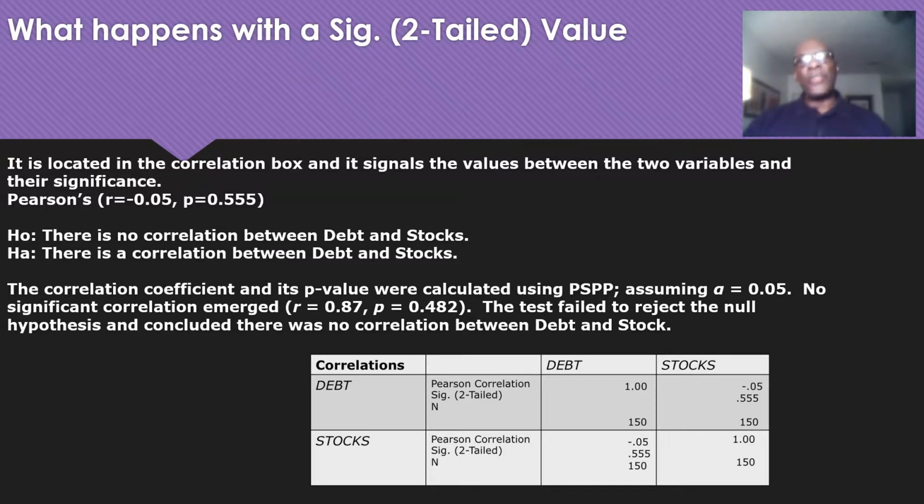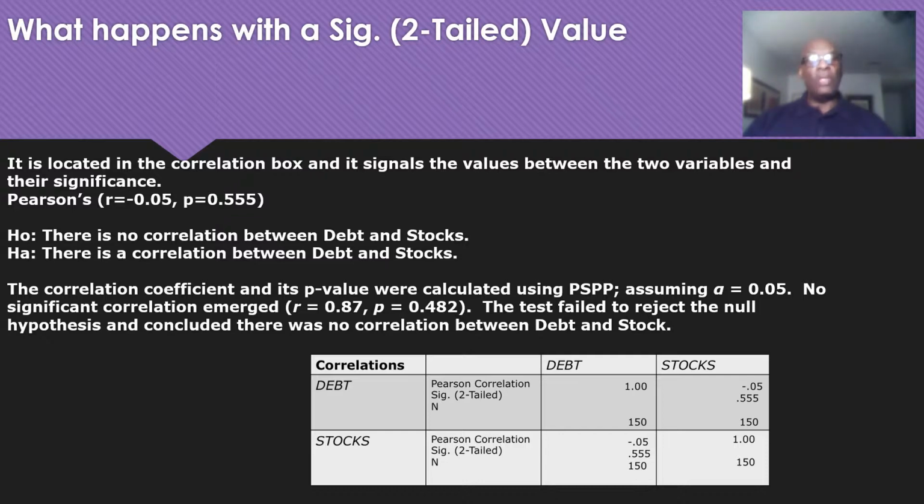What happens with a significant two-tailed value? It is located in the correlation box, and it signals the value between the two variables and their significance. Pearson's R equals minus 0.05 and the p equals 0.55.